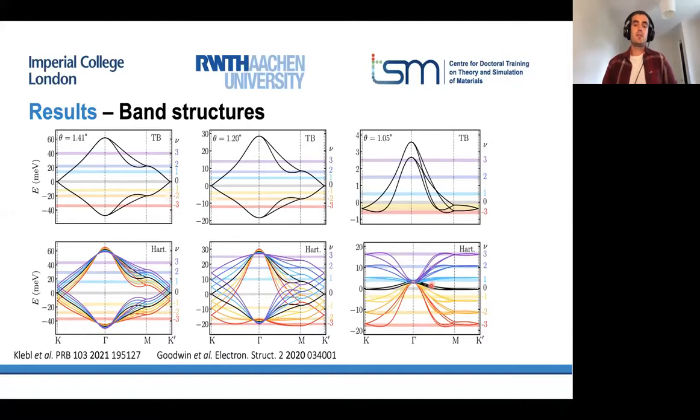Right, so these Hartree interactions appear to be quite important, and you can see that they're inducing flat bands at twist angles and doping levels where we wouldn't expect flat bands to occur just based on the twist angle. And this could have important consequences for, say, the magnetic ordering of the system.